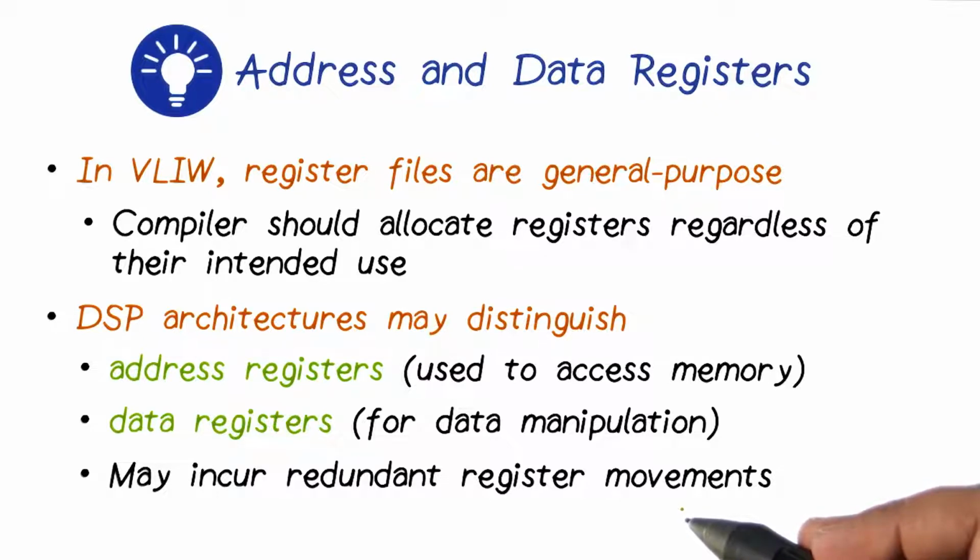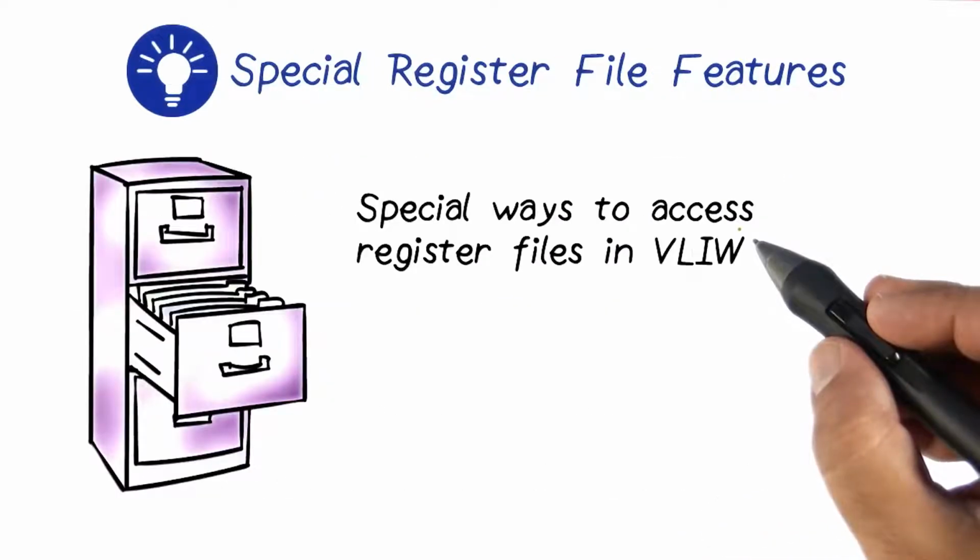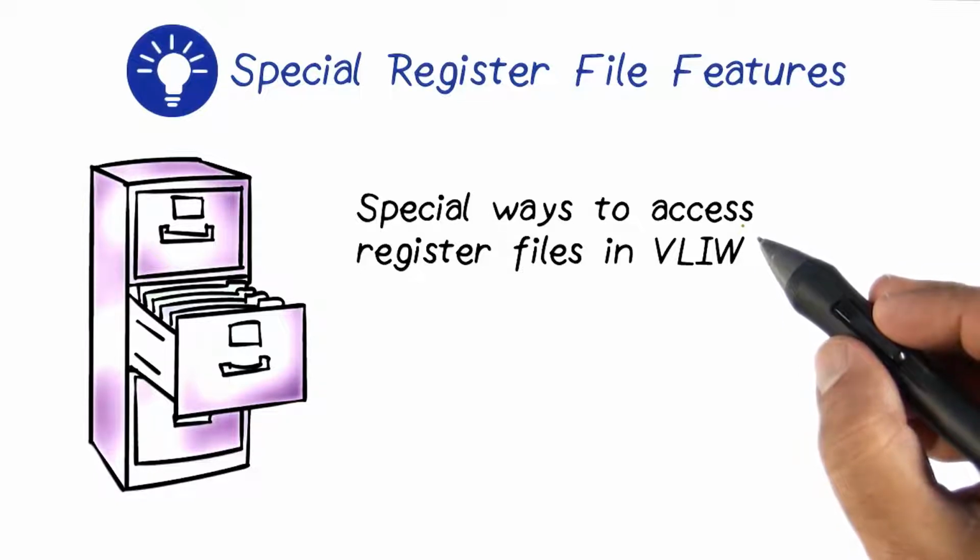If this is not done carefully, we might carry out certain redundant register movements, and therefore DSP compilation is quite complex, trying to make sure that the right operands are in the right register at the right time, and in case there is no room for them, then trying to minimize the register movements. Having talked about the data and address registers, now let us look at certain special features of the register files.